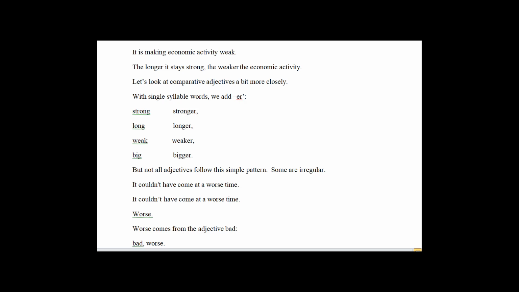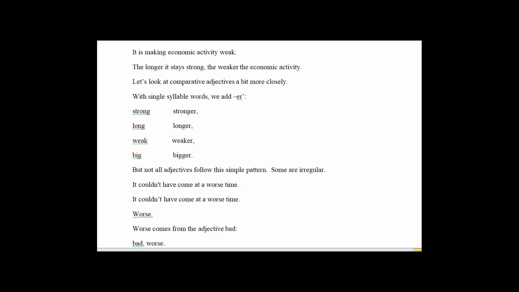Let's look at comparative adjectives a bit more closely. With single syllable words, we add er. Strong, stronger. Long, longer. Weak, weaker. Big, bigger. But not all adjectives follow this simple pattern.